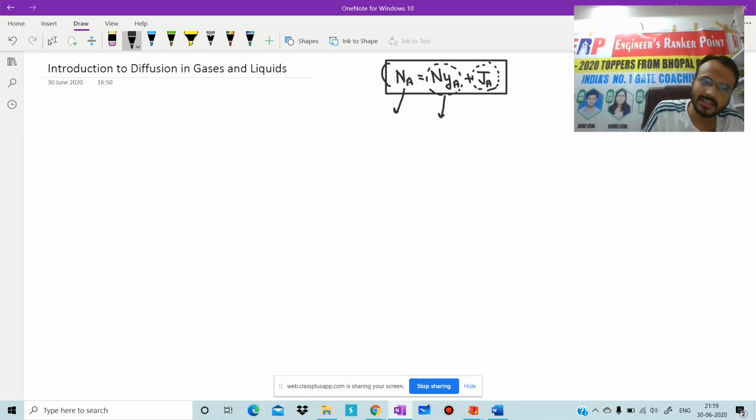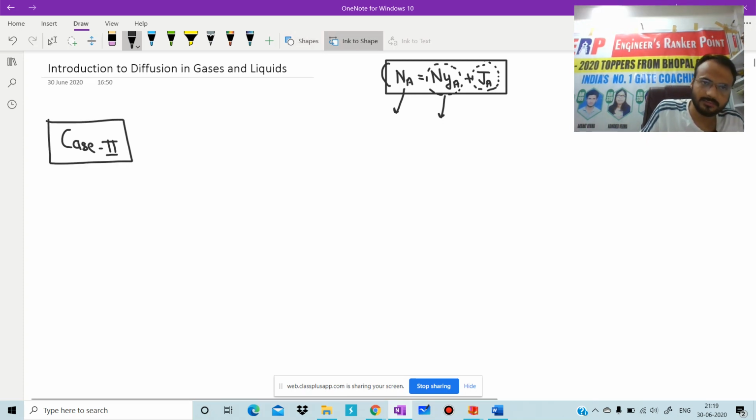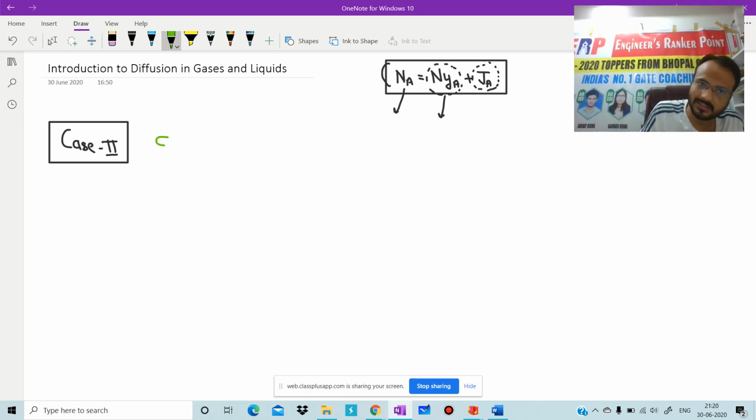Now we are going to discuss case second. Our second case, as every one of us knows, is equimolar counter current diffusion in gases. Equimolar counter diffusion in gases.